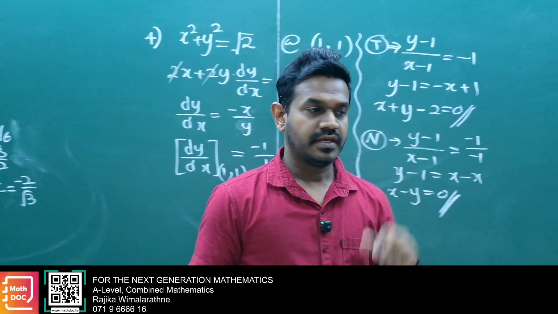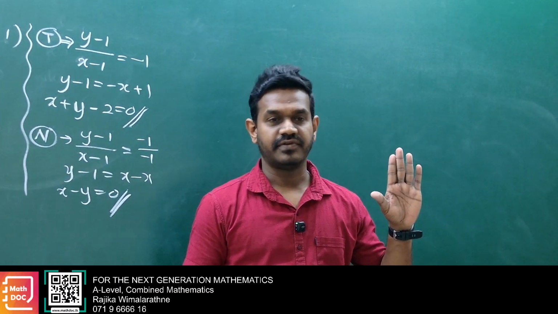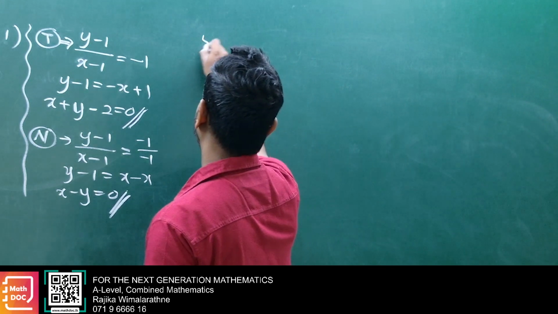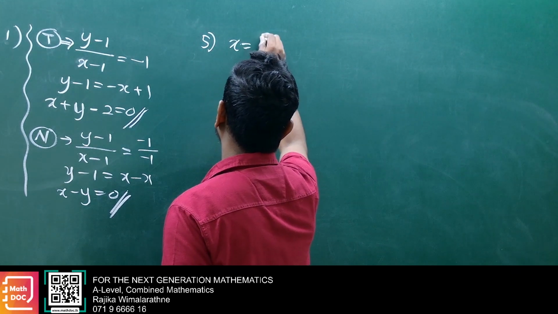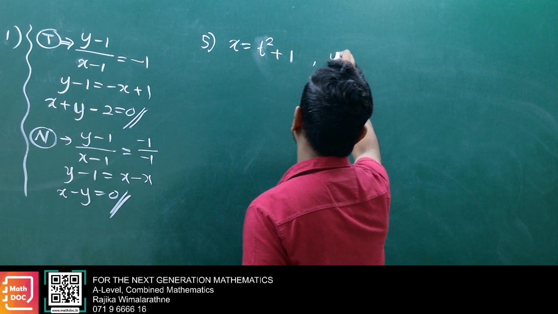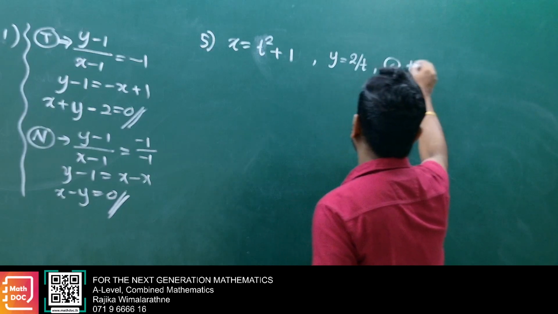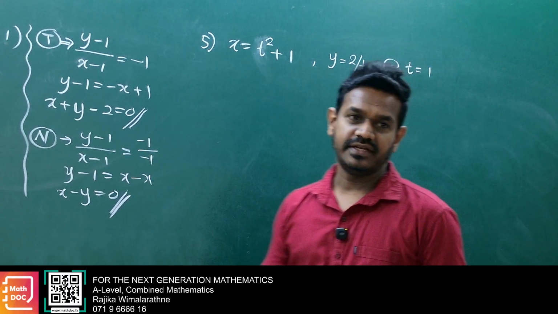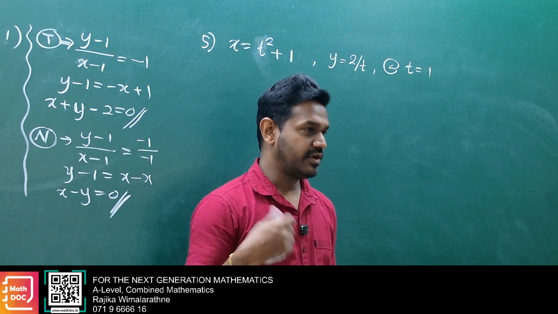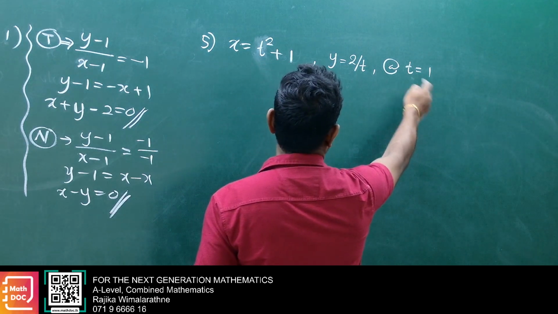Okay. Now see another example. I'm changing the function here, only the function. Then the procedure is fixed. 5. X equals t square plus 1, y equals 2 divided by t, at t equals 1. Now the function is given in parametric form. Anyway, you have to find the coordinate and you have to find the derivative. So t equals 1 is given.